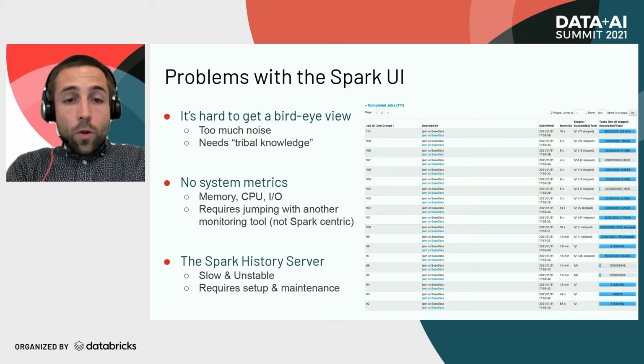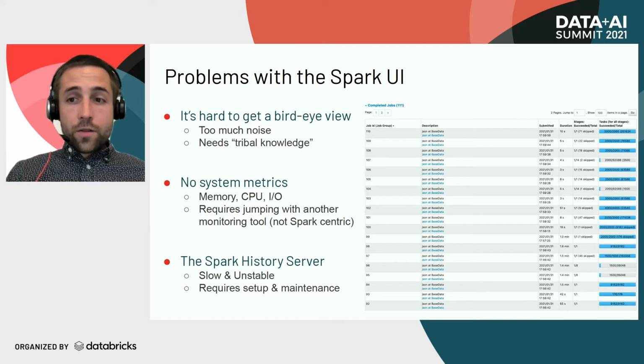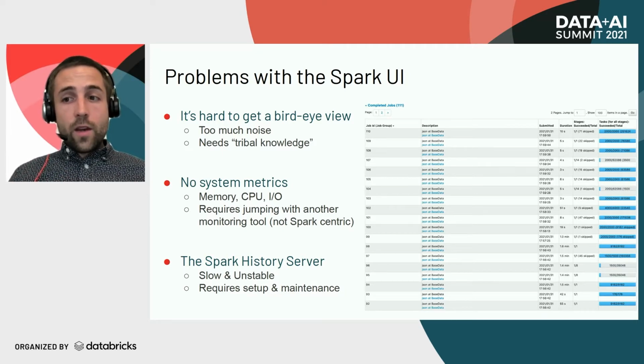The main tool that you can use today for Spark is the Spark UI. And there's a lot of information in the Spark UI, but the useful information is often buried under a bit of noise. So it's hard for most users to quickly identify what is the performance bottleneck of their application. In addition, the Spark UI does not show any system metrics about your Spark code. So, memory, CPU, IO. If you want these kind of metrics, you'll need to use a general purpose tool like Ganglia.